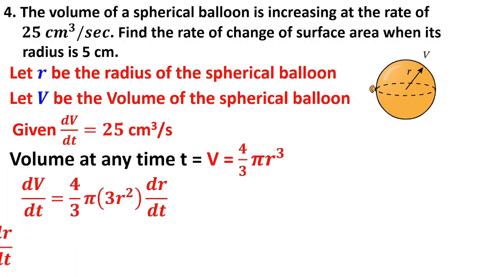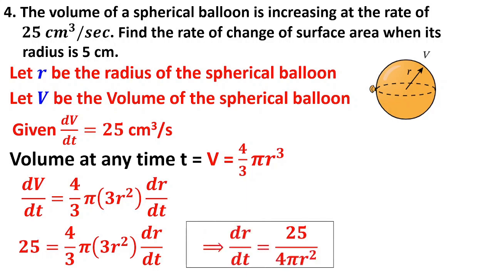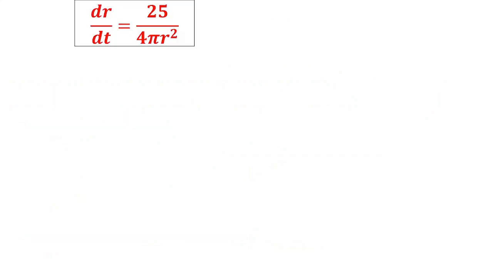I am finding dV by dt, which is nothing but 25. 25 is 4 by 3 pi into 3 r square into dr by dt, for I am finding dr by dt. I got a formula for dr by dt, the rate of change of radius. It is 25 upon 4 pi r square.